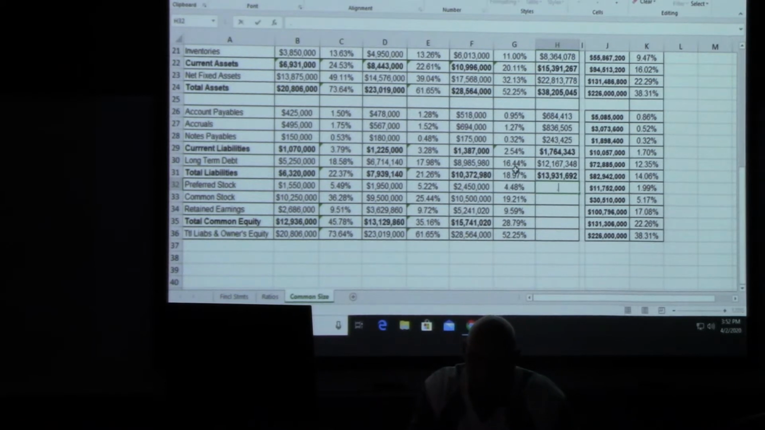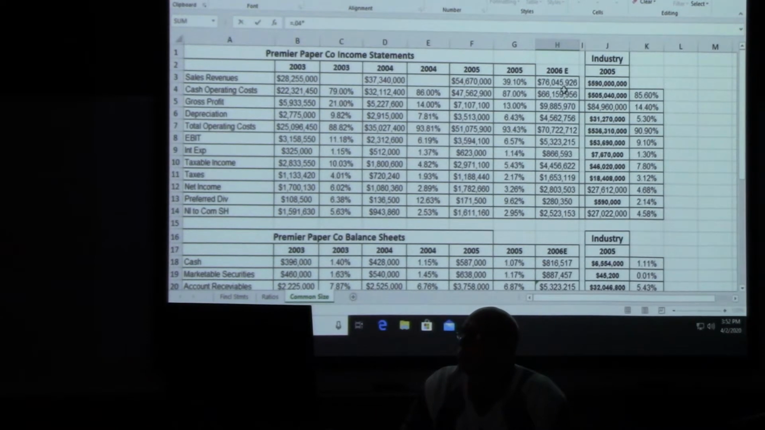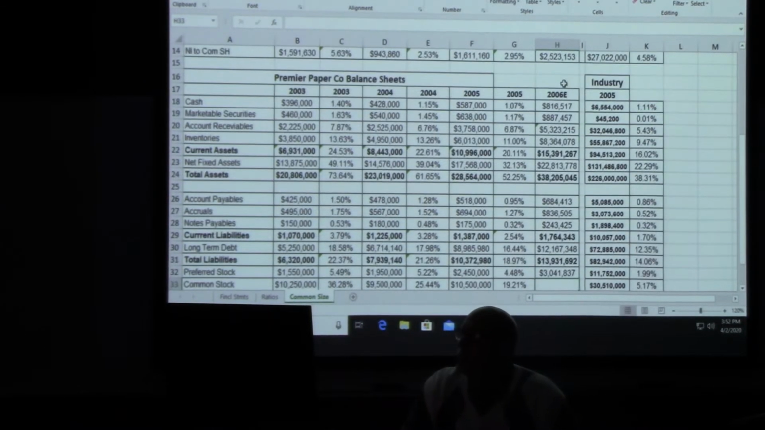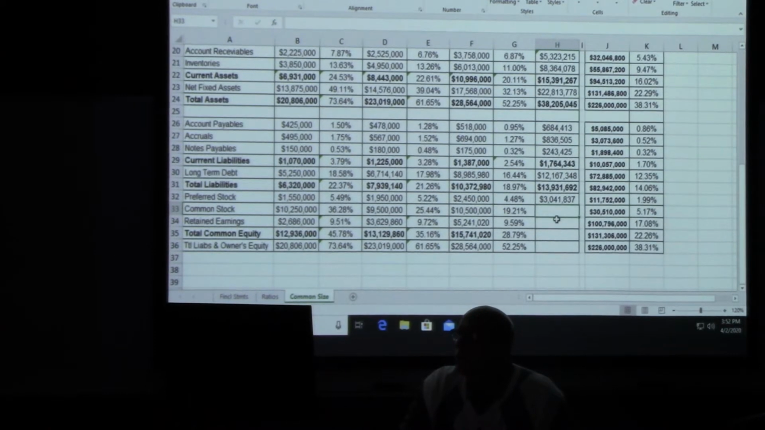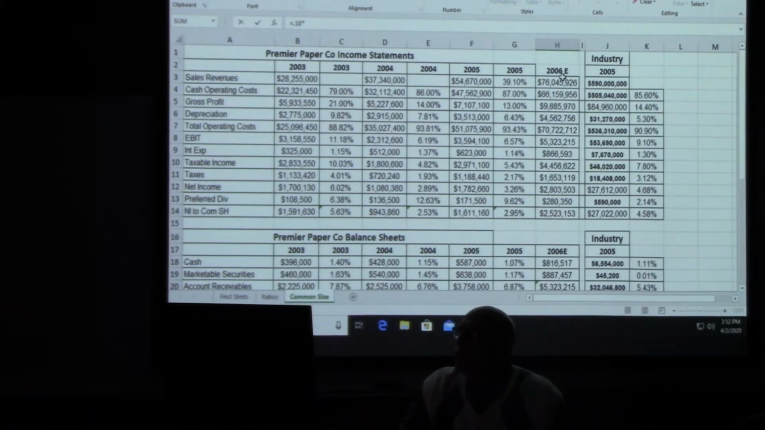We'll call it 0.04, equals 0.04 times our sales number. Okay. And our common stock has been dropping, but it's still pretty high. We'll drop it down a little bit more, equals 0.18 times our sales number.